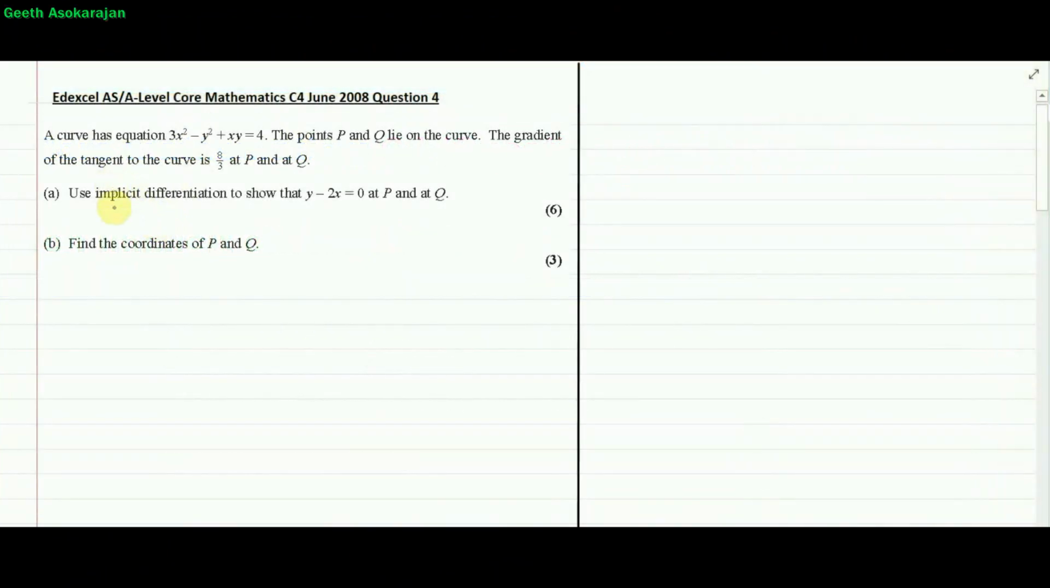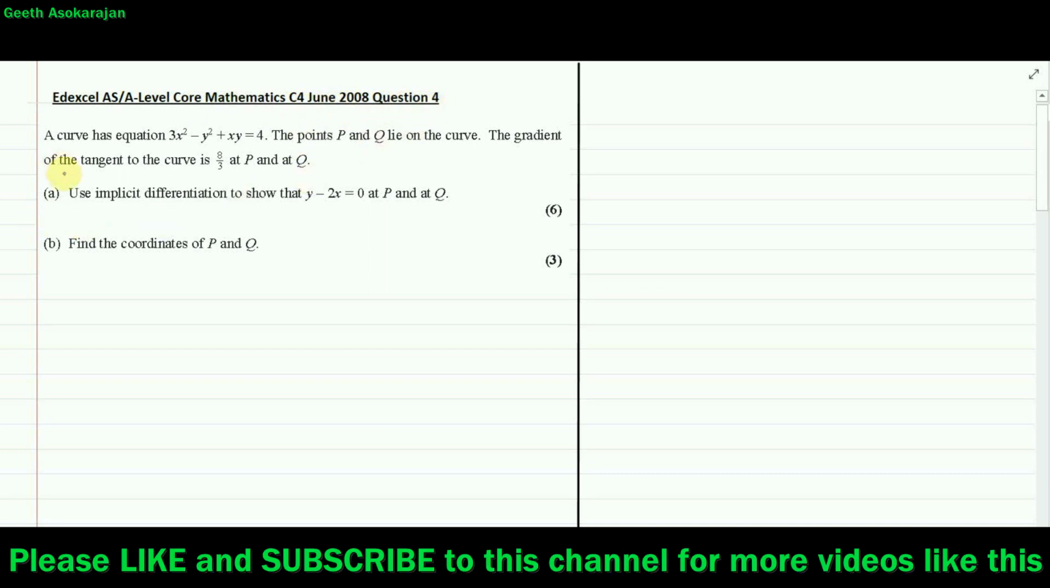Right, a past paper question. So this was taken from Edexcel. It's a core mathematics question from C4 June 2008, and this was question number 4 of that paper. So let's have a read.